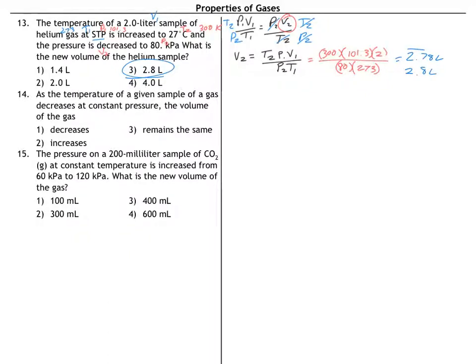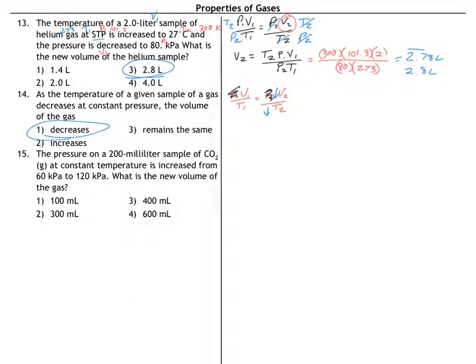So 14, it says, as the temperature of a given sample of gas decreases at constant pressure, what happens to the volume? So I wrote in my combined gas law equation. And since the pressure is constant, we can drop it out of the equation. And they want to know what happens when the temperature decreases. So I'll put a down arrow with temperature. And remember that the ratio of V1 over T1 needs to be constant to the ratio of V2 over T2. So if T2 is going down, so also must V2 go down. So that means that your best answer is decrease.